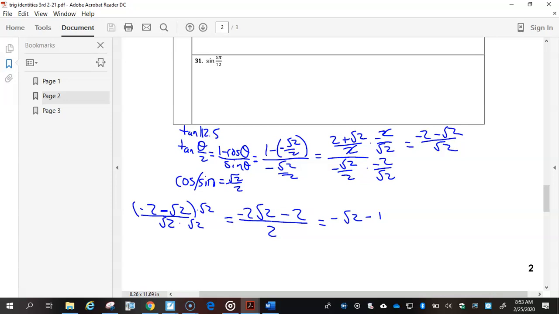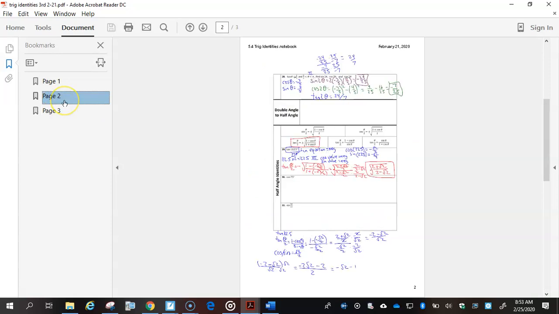I will say if you did it the other way, you'll get something very similar to this, except I think you'll end up with a 2 instead of a 1. But it would be the same thing. No, you won't have to do all 3. Pick one, whichever one you want to do. Now let's go back and do some others.